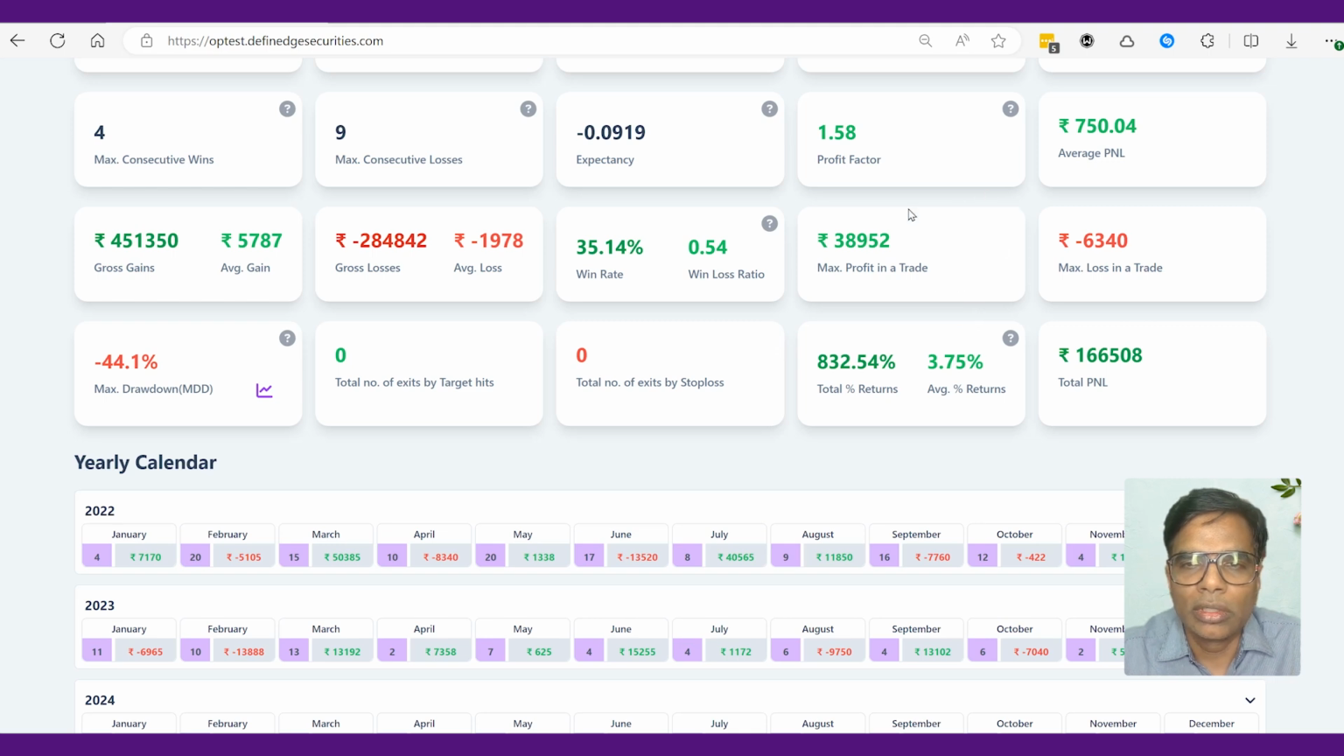Now the maximum profit in a trade is almost 40,000, right? That's huge. And the maximum loss in a trade is 6,340. Small losses, but we'll have big profits like this in this case. The maximum drawdown in this particular backtesting system is 44%. So from peak to trough, that will give you the maximum drawdown.